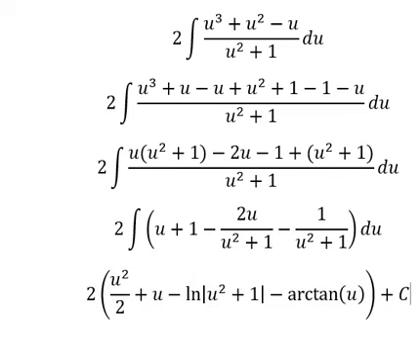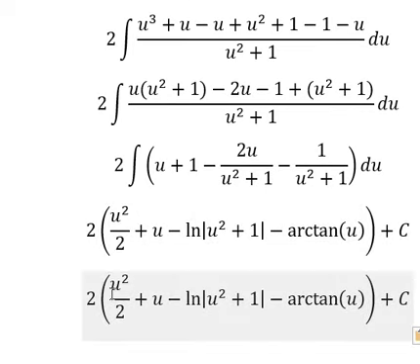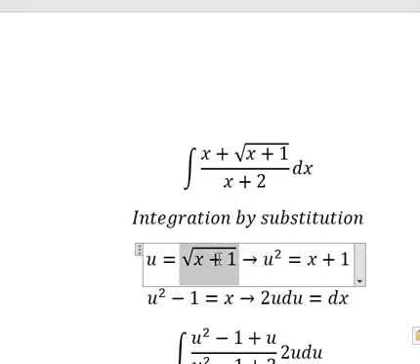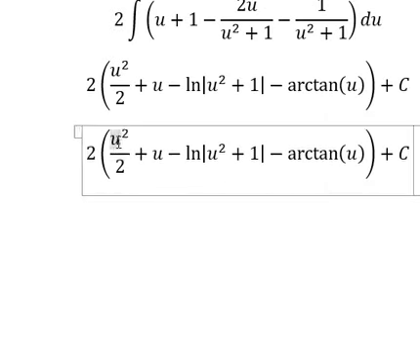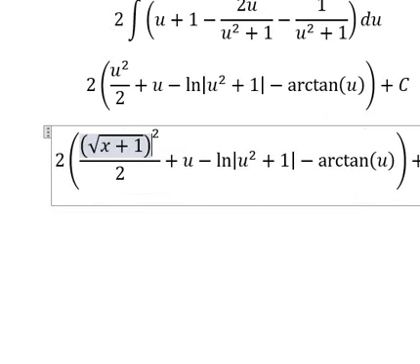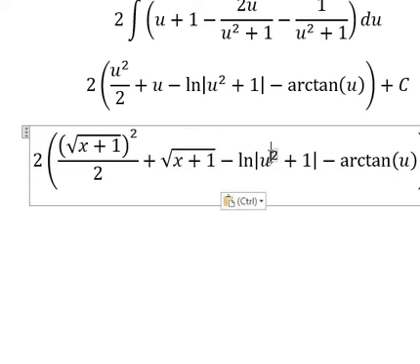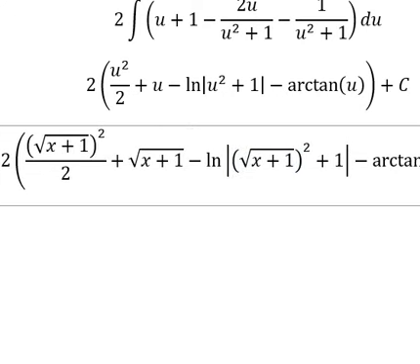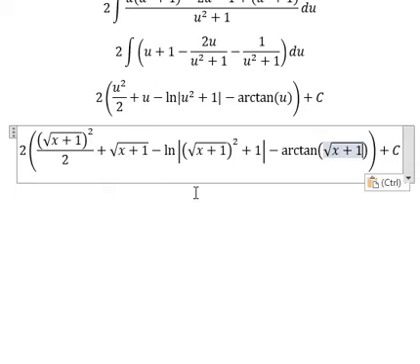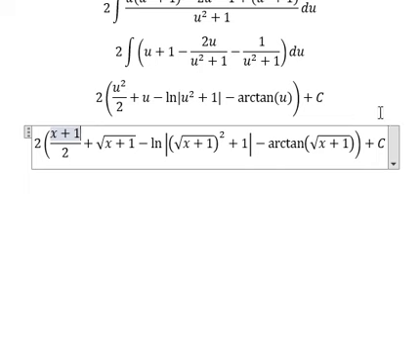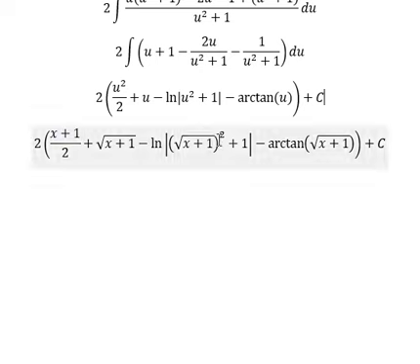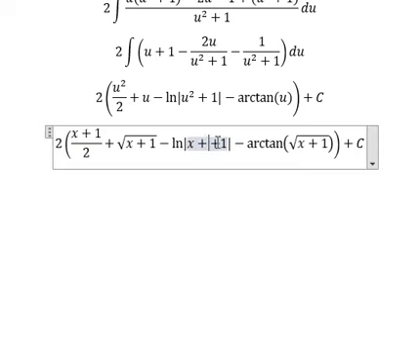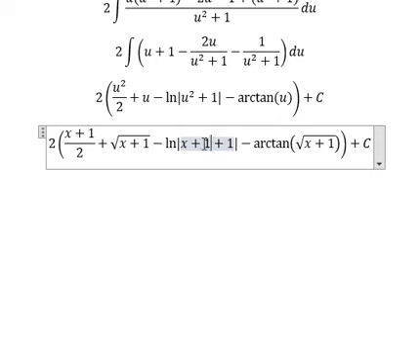Next, about u, that is about this one. This one we can put about x plus 1. This one we have x plus 1, so 1 plus 1 is about 2.